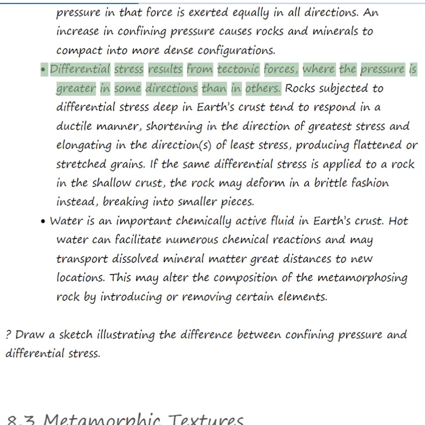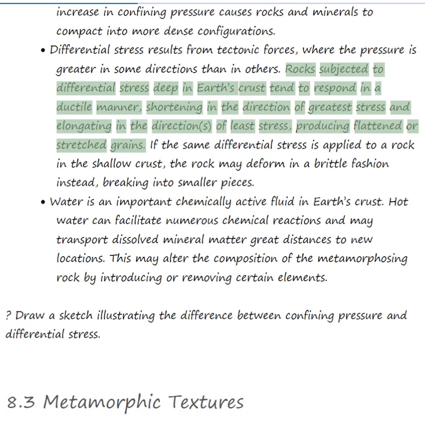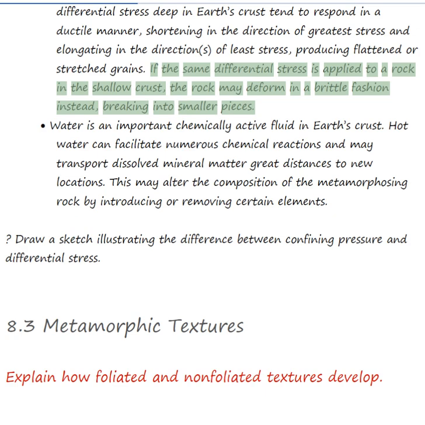Differential stress results from tectonic forces, where the pressure is greater in some directions than in others. Rocks subjected to differential stress deep in Earth's crust tend to respond in a ductile manner, shortening in the direction of greatest stress and elongating in the direction of least stress, producing flattened or stretched grains. If the same differential stress is applied to a rock in the shallow crust, the rock may deform in a brittle fashion instead, breaking into smaller pieces.